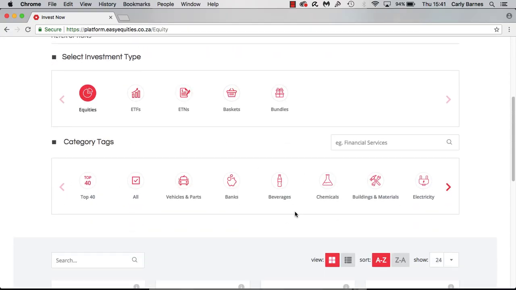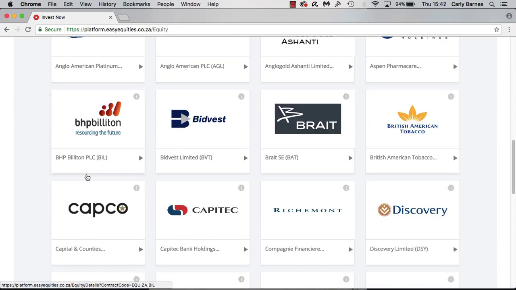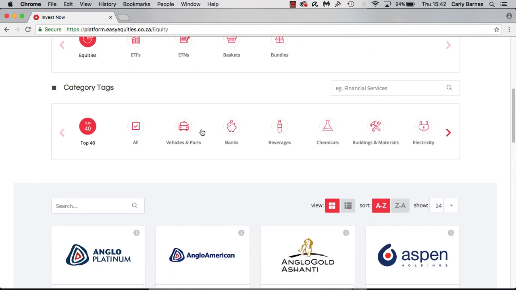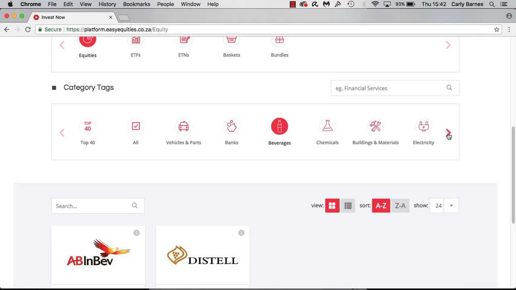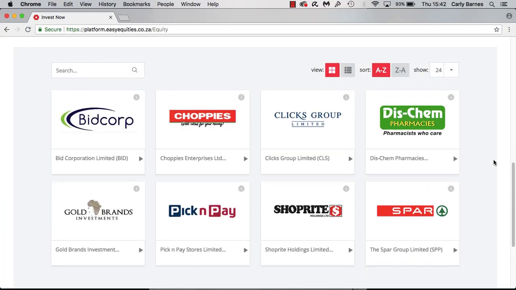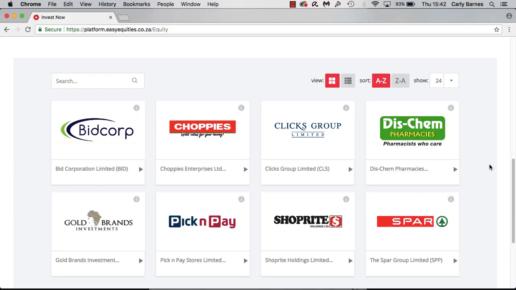As you can see over here, there's a little bit more filtering that goes into that if you'd like. So you can look only at the top 40 shares, and here I'm sure you'll see a lot of the brands you know, recognize and love. Or you can look at something more specific. So you could decide to invest by industry and look at, for example, beverages only. Or maybe you want to look at something more along the lines of food and drug retailers. So I'm just going to randomly pick one of these and take you through what it means to invest in them. Today we're going to invest in ShopRite shares.